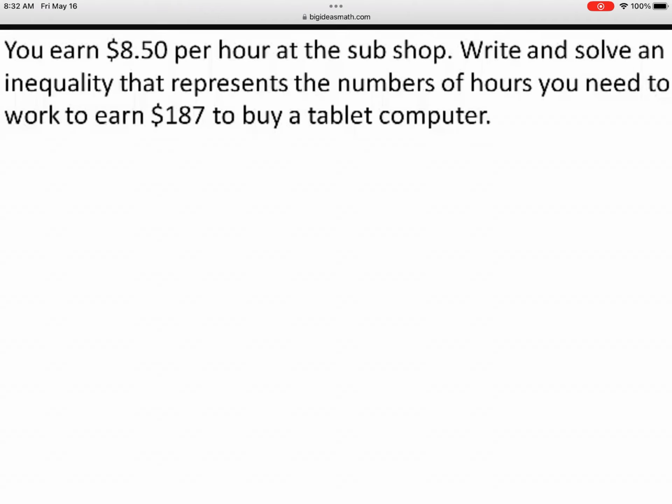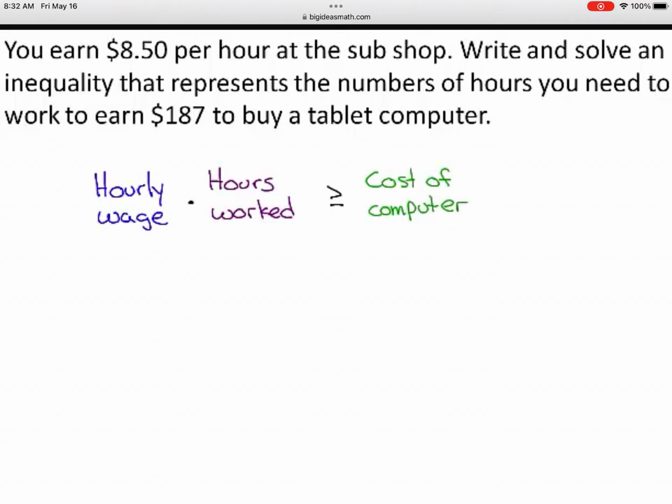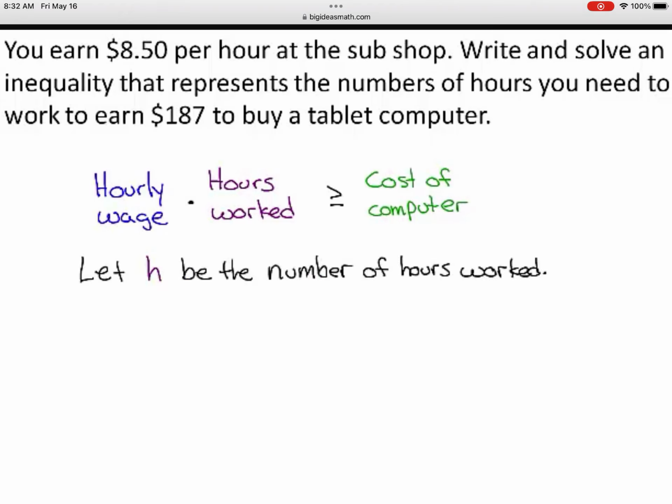An inequality that represents the numbers of hours you need to work to earn $187 to buy a tablet computer is the hourly wage times the number of hours worked is greater than or equal to the cost of the computer. Let H be the number of hours worked. You earn $8.50 per hour and the cost of the computer is $187.